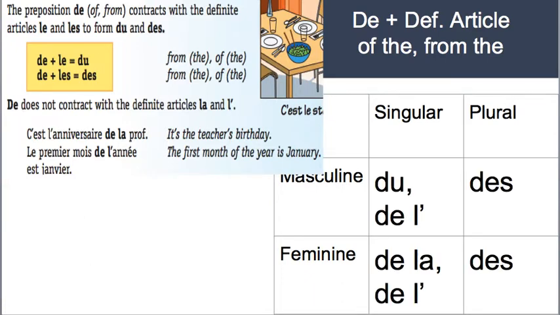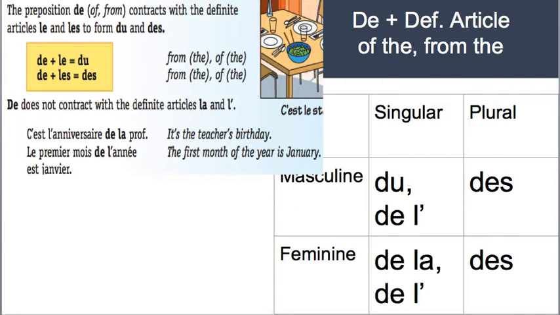All right, here's what you should have written. Our masculine singular form of de plus le equals du, or de l'apostrophe if it goes in front of a vowel sound. The feminine, de la, or de l'apostrophe, and our plurals will stay as des. Repeat them after me. Du, de la, des.